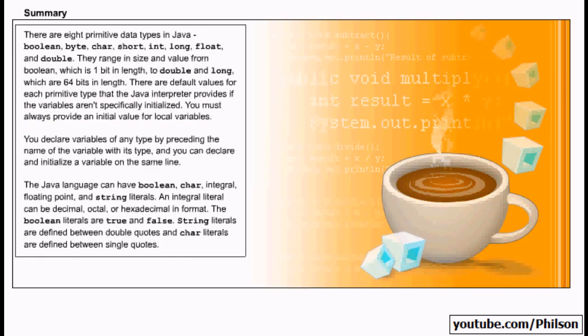There are 8 primitive data types in Java: Boolean, byte, char, short, int, long, float, and double. They range in size and value from Boolean, which is 1 bit in length, to double and long, which are 64 bits in length. There are default values for each primitive type that the Java interpreter provides if the variables aren't specifically initialized. You must always provide an initial value for local variables. You declare variables of any type by preceding the name of the variable with its type, and you can declare and initialize a variable on the same line.